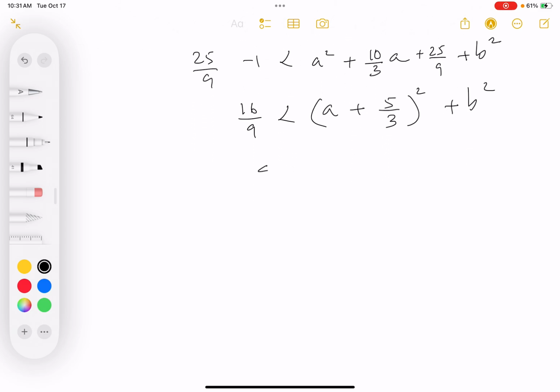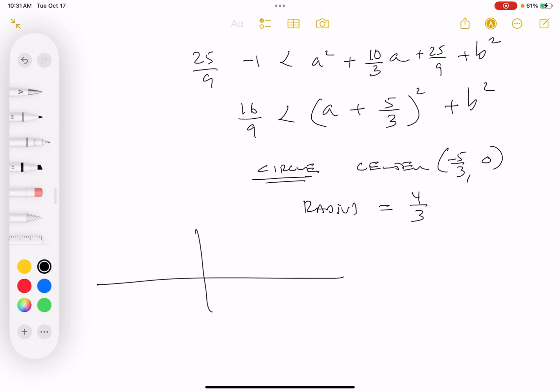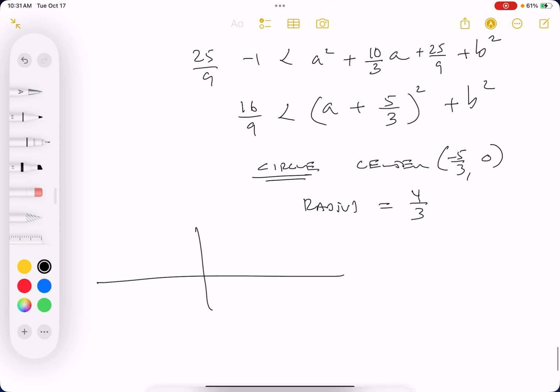Well, again, I'm seeing the circle. And the circle I'm looking at, this is a circle, by the way. It's an inequality, but still a circle. The center is going to be minus 5/3, comma 0. And the radius is going to be 4/3. I'm going to draw a picture of this, just a rough picture. The center minus 5/3, 0. I'm going to say over here. The radius of 4/3. So I'm going to say it looks sort of like this over here. And this is a rough picture, by the way. All right, this is a circle.